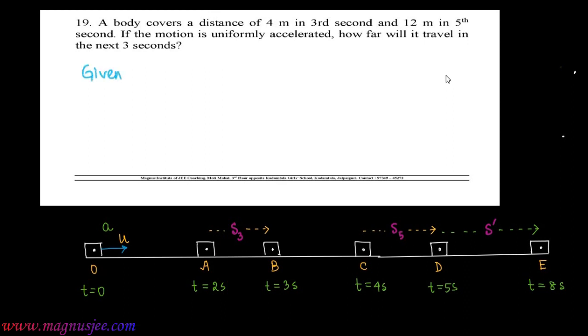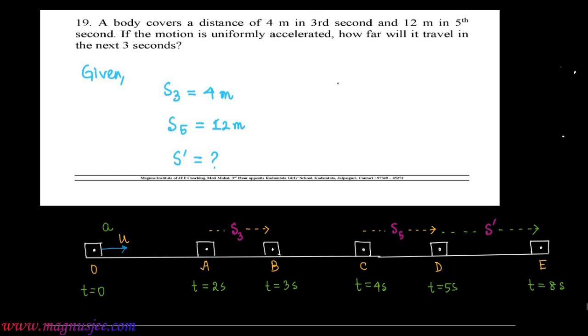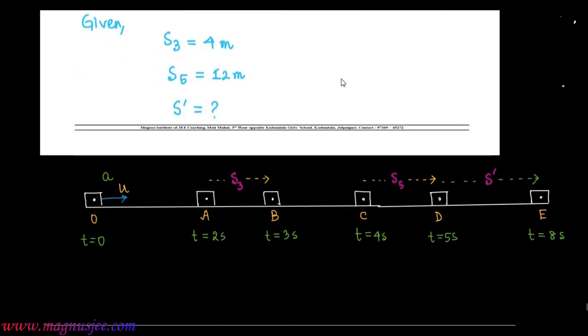According to the question, the given quantities are S3, the distance traveled in third second, which is 4 meter, and the distance traveled in fifth second, which is 12 meter, and we have to find S prime, the distance traveled by the body between 5 second and 8 second.